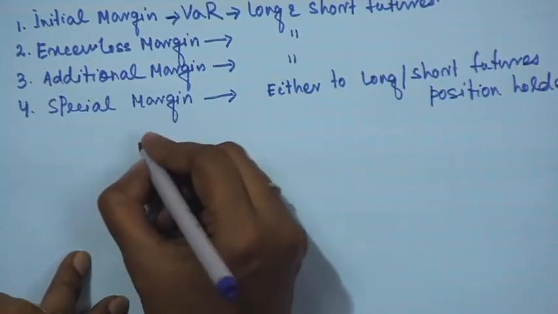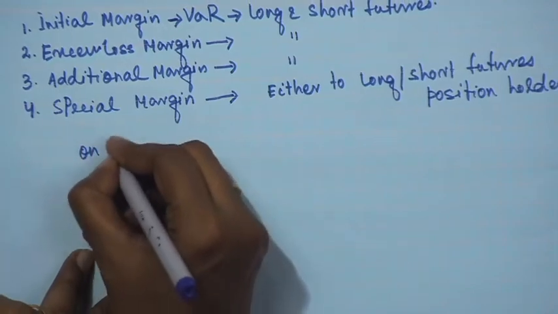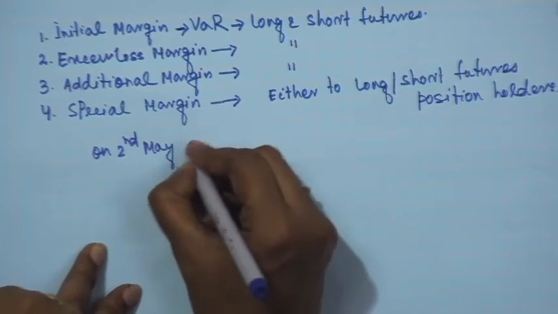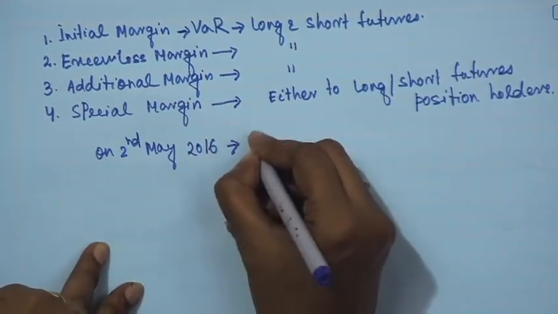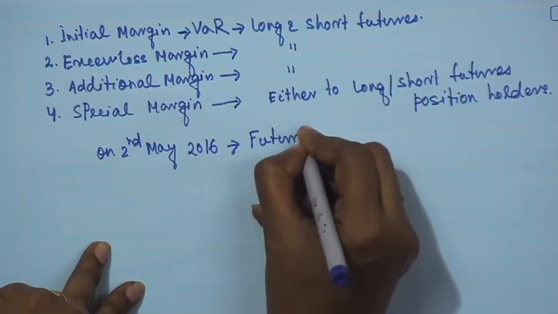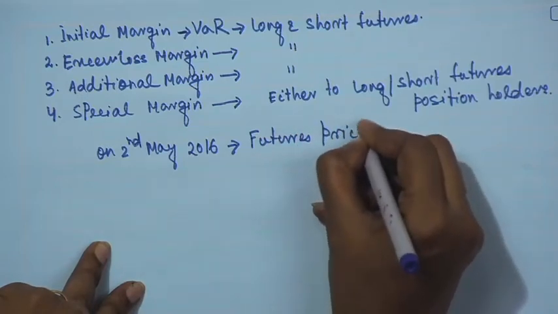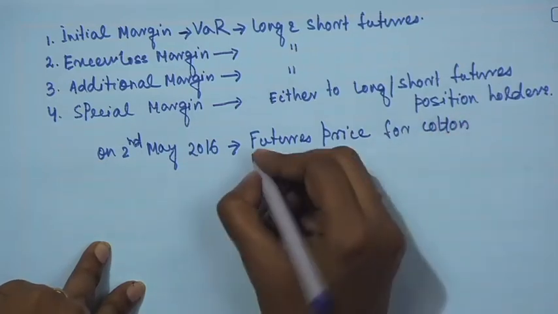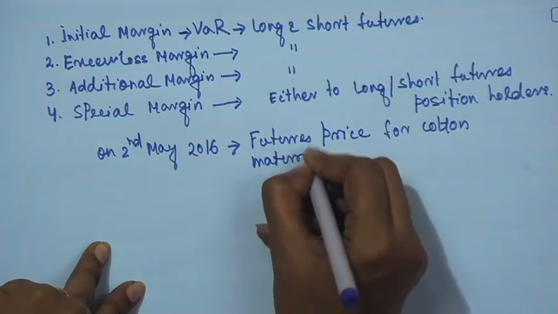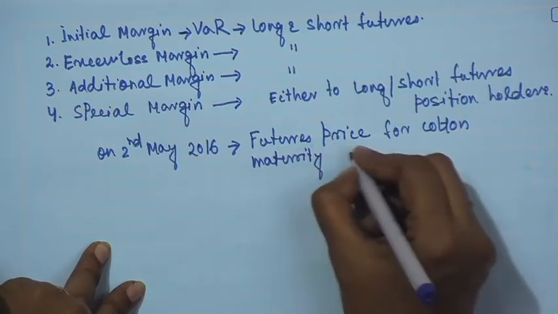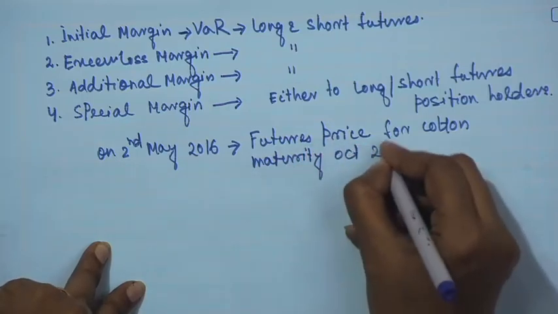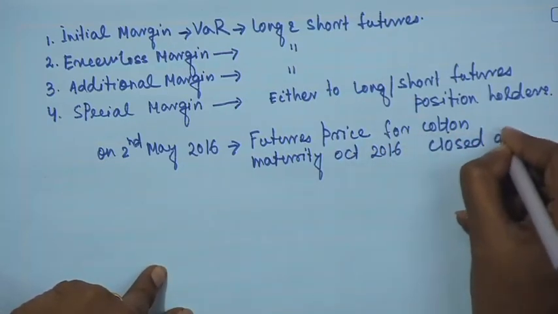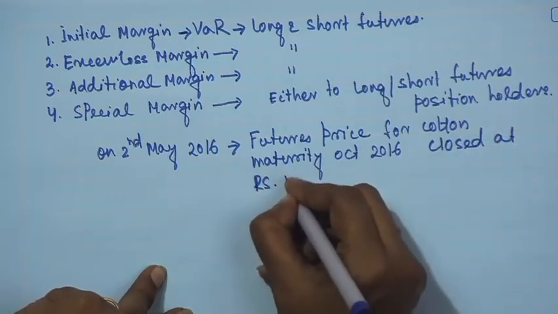Suppose on 2nd May 2016, the futures price for, let us say, cotton maturing for, let us say, October 2016, closed at rupees 10,000 a bale.